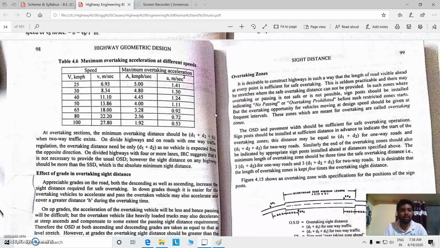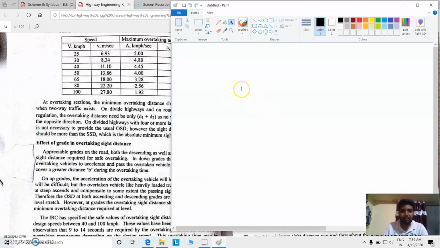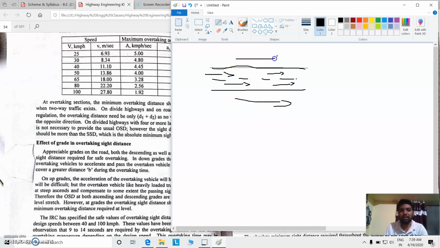We should note that the overtaking sight distance is considered in one-way traffic and two-way traffic. How is it considered in one-way traffic and two-way traffic? As we all know, in one-way traffic, let us consider a road. If this road has one-way traffic, the vehicles move only in this direction, or in this direction; we can consider any one direction of movement.